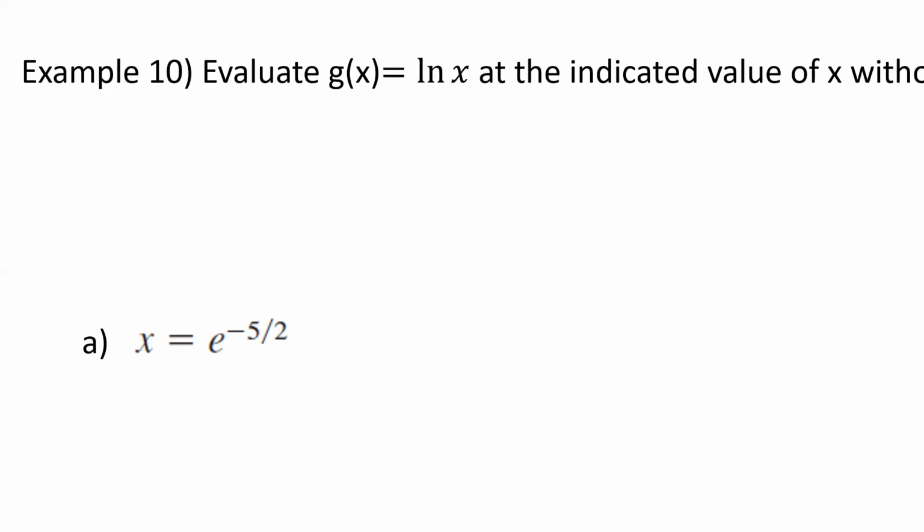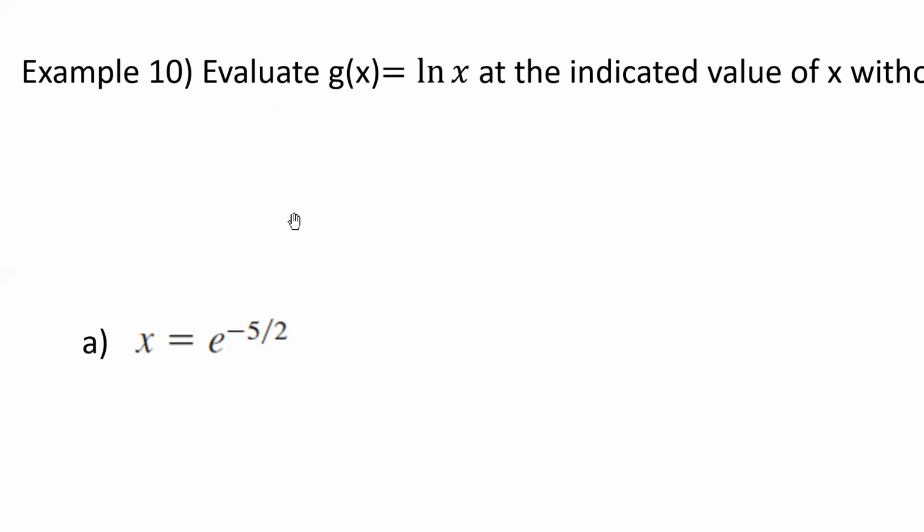Right, but we're just evaluating g of x equals ln x. It doesn't have to make sense, we just have to do it. Ask me if you have any other issues with it, okay? There was ln x equals negative 5 halves. Okay, we're good to go with this one?